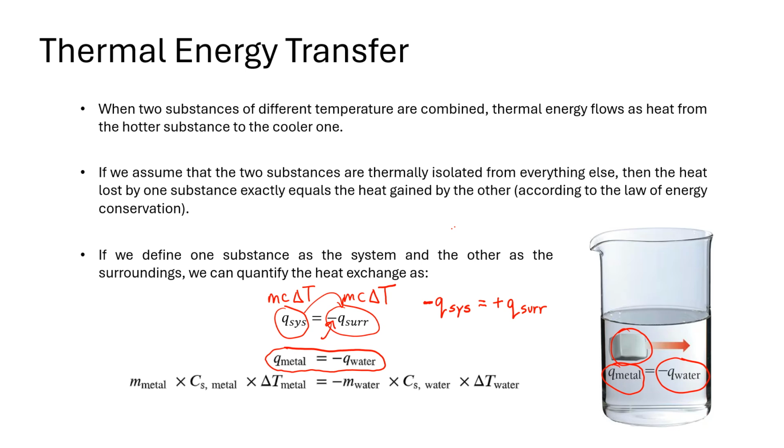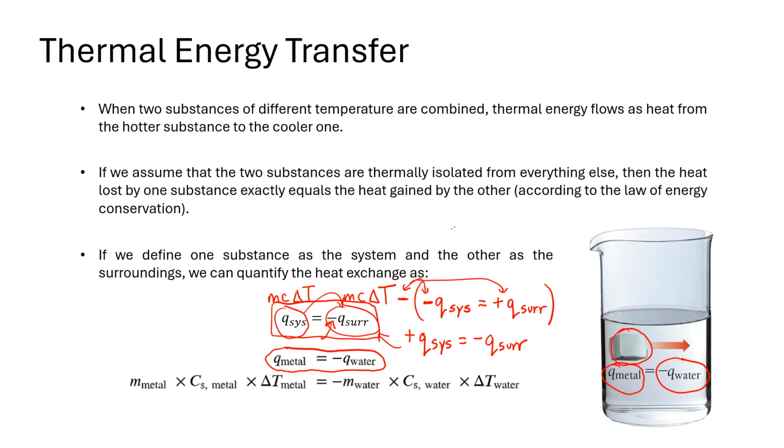Now, I know this looks different than this, but realize it's the same thing. What if I multiplied this entire thing by a negative? I'm allowed to do that. If I multiply one side of an equation by a negative, I can do the same thing to the other side. Now I get negative times negative, which is positive: Q system, the heat of the system, is equal to negative, because negative times a positive is a negative, Q surroundings. Which is basically this equation.